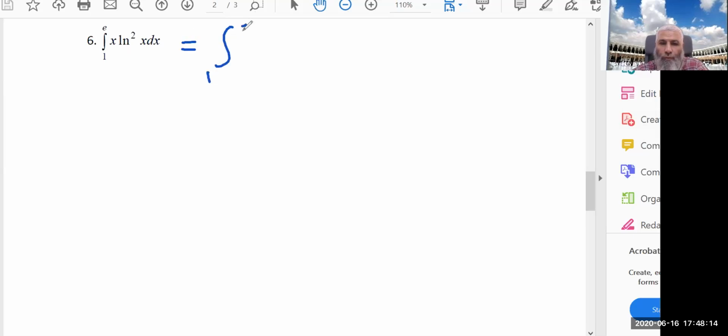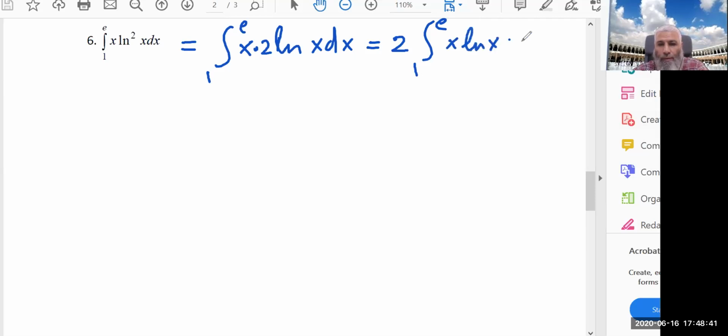So this is the integral from 1 to e of x ln squared x dx. Ln squared, we can make it like this: x times 2 ln x dx. So this 2 can come out of the integration, and we have x ln x dx.